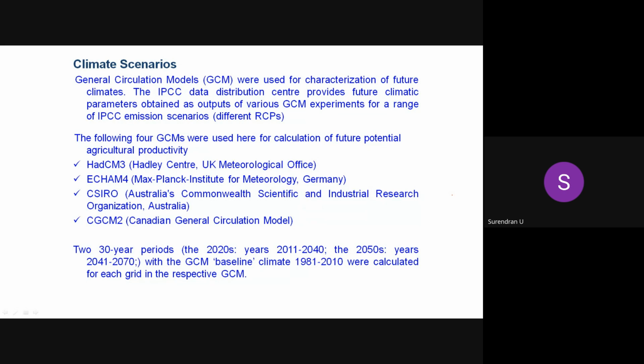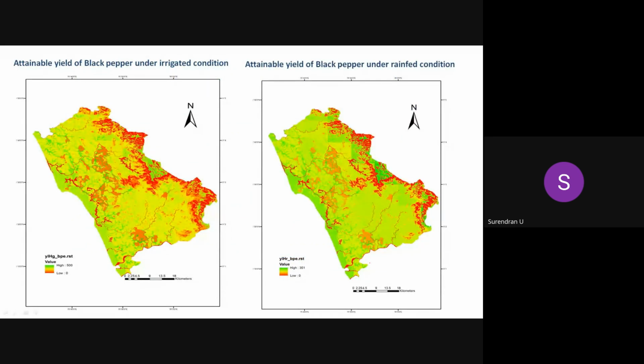Even though we tested all 30 models, only 4 GCMs we found are matching with the field realities on the ground. And individually, these 4 are also not following well. So what we did is ensembling of all these 4 models, mixed together, and then we went for the future scenarios. For the future scenarios we have taken 2011 to 40, then 41 to 70, and 71 to 100. Then we produced the yield maps, suitability maps, all those things.